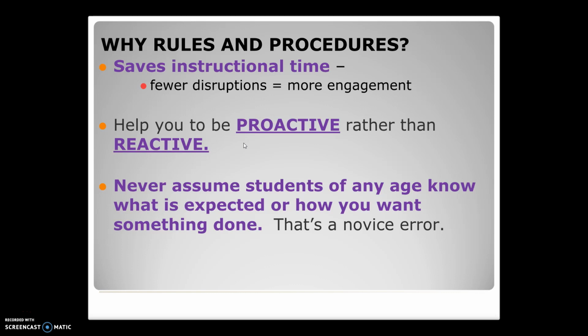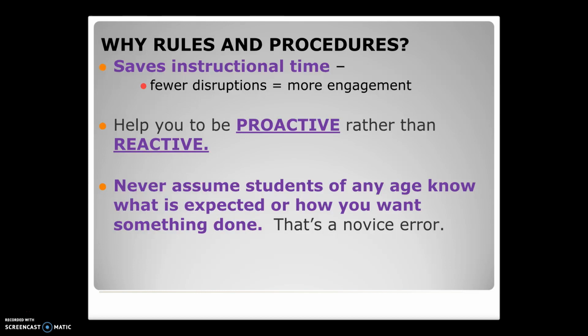And a rookie error you want to avoid: never assume students of any age know what is expected or how you want something done. Even 11th and 12th graders, you're going to have to say, here's the expectation, here's how we do it. With older students, you can announce the expectation, be respectful, and you can ask, what does that look like? You've been in school 9 years. Let's talk about what it looks like to be respectful in a classroom. And they may roll their eyes and think, oh, we've heard this.